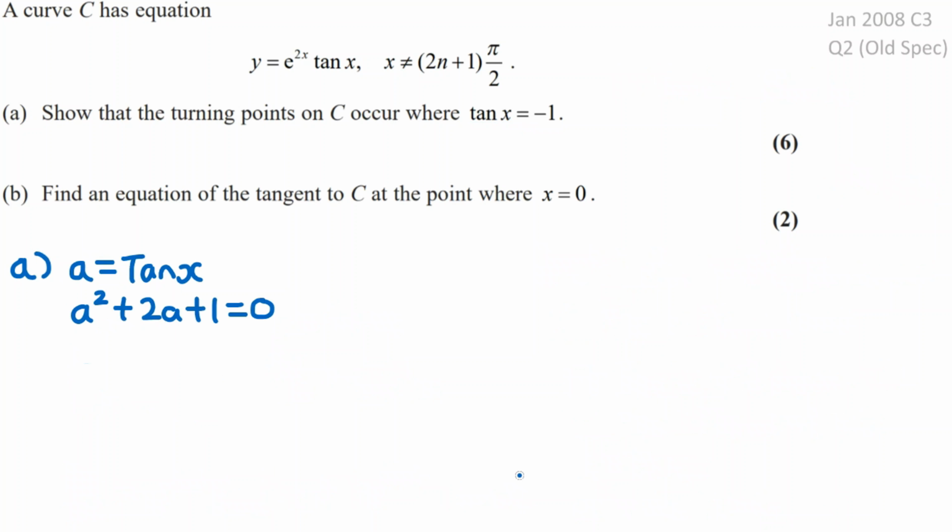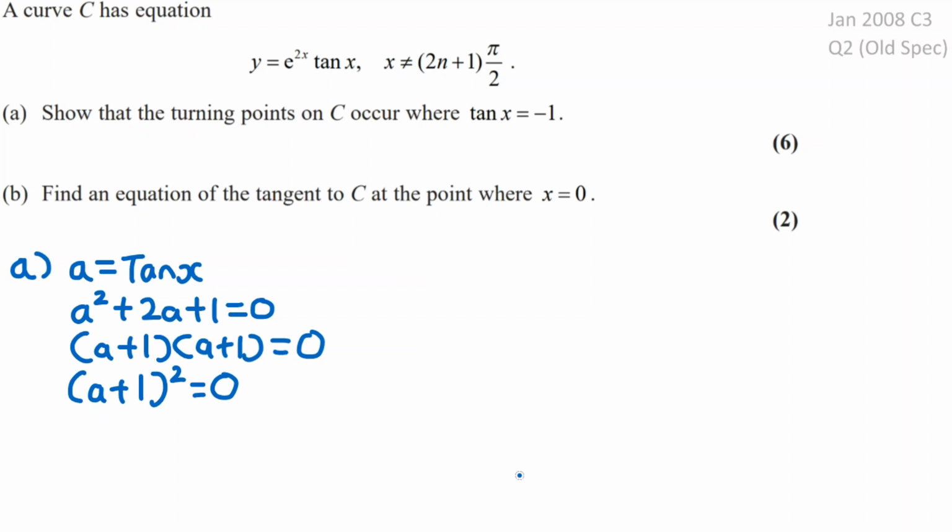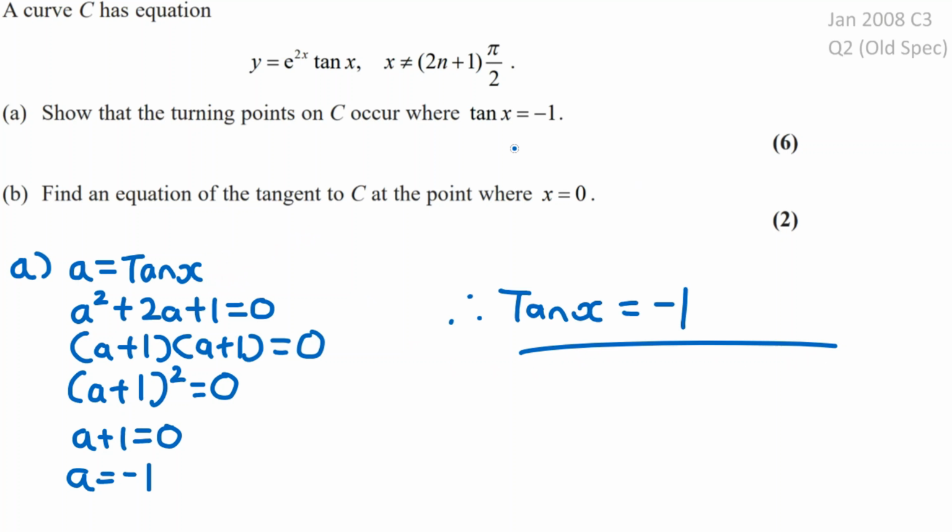And then hopefully you can see with this quadratic that this is really easy to factorise. We can just factorise this as a plus 1 squared is equal to 0, and then we can square root both sides, so it's a plus 1 is equal to 0, and therefore a is equal to minus 1, and as a is the substitution that we made for tan of x, tan of x is equal to minus 1, which is what's required.